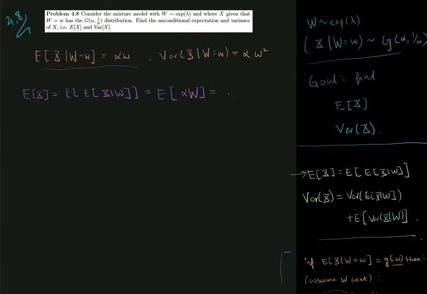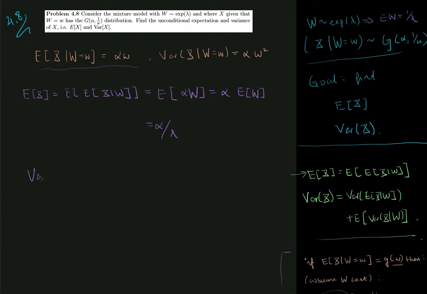So here we can take the alpha constant outside, and then I have the mean of W inside here. And what again is the mean of W? Well, W is exponentially distributed with parameter lambda, so that means that it has expected value 1 over lambda. So in conclusion, the mean of x is alpha divided by lambda.